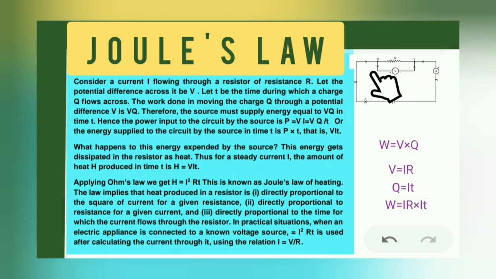Then the work done to move the charge Q across the resistance R, that is W is equal to V into Q. Then V is equal to IR, Q is equal to IT, that is W is equal to IR into IT, that is I square RT. This is the work done to move a charge through the resistance R. So work done is converted into heat energy. So we can say that heat energy H is equal to I square RT. This is Joule's law of heating.